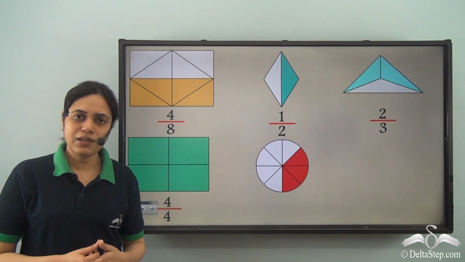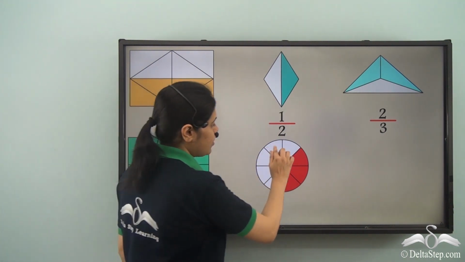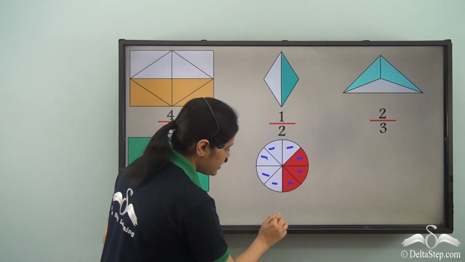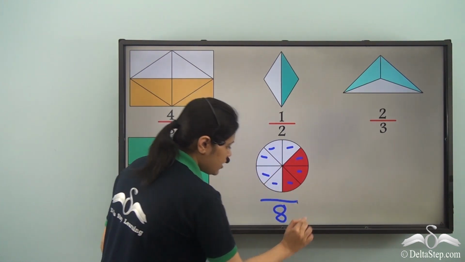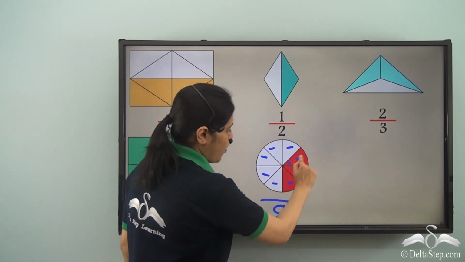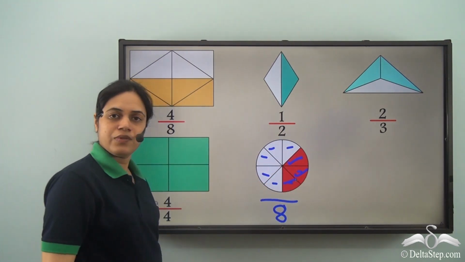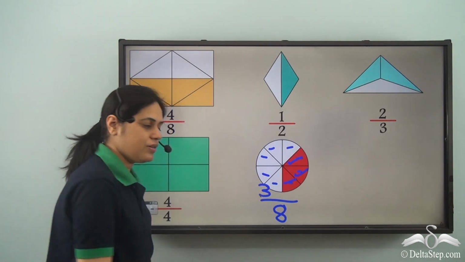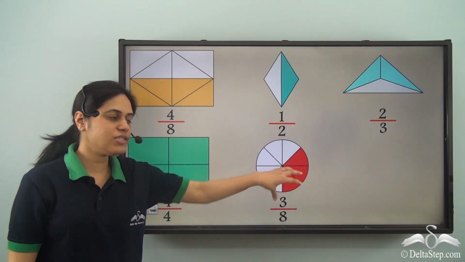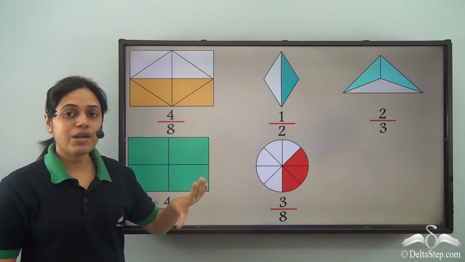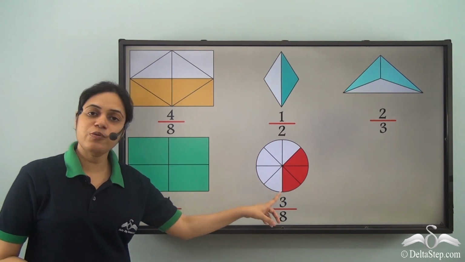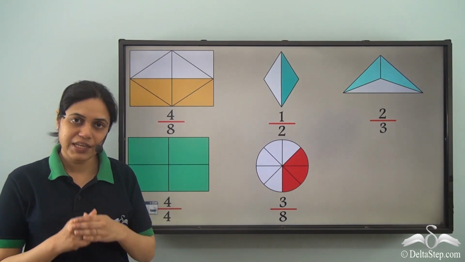Now this circle, how many equal parts are here? 1, 2, 3, 4, 5, 6, 7, 8 equal parts. So 8 is the denominator. And how many parts are colored? 1, 2, 3. 3 parts are colored. So this is 3 by 8. The colored portion is 3 by 8. So remember, the entire circle is not 3 by 8. The colored portion is represented by 3 by 8.